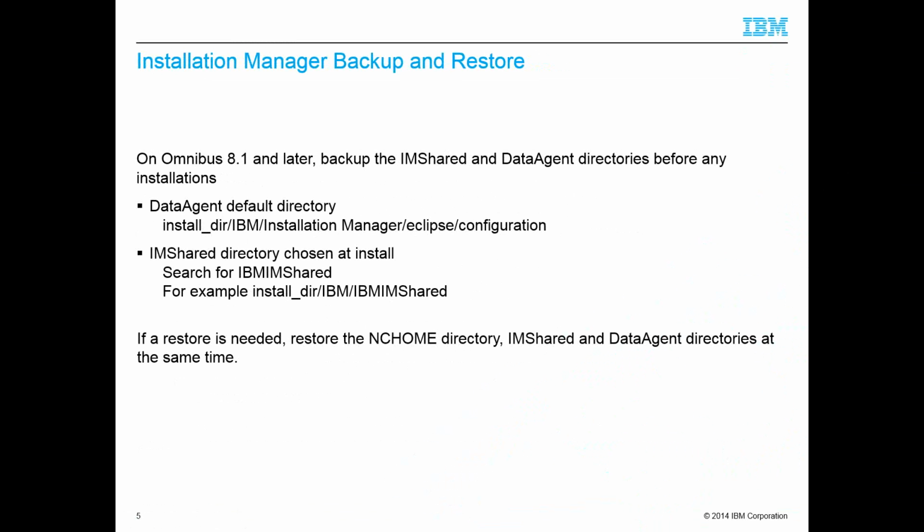So the Installation Manager, the backup directories are the Data Agent directory and the IM Shared directory. The Data Agent directory would go into your Installation Manager installer, IBM Installation Manager Eclipse configuration. You should back up that entire directory. The IM Shared directory is chosen at install time, so it can be different depending on what you choose when you install Omnibus for the first time. You can search for IBM IM Shared is the name of the directory. And for example, on my install, it's under my installer IBM IM Shared.